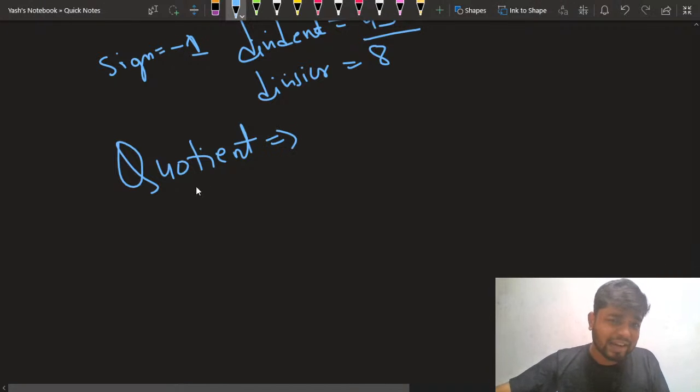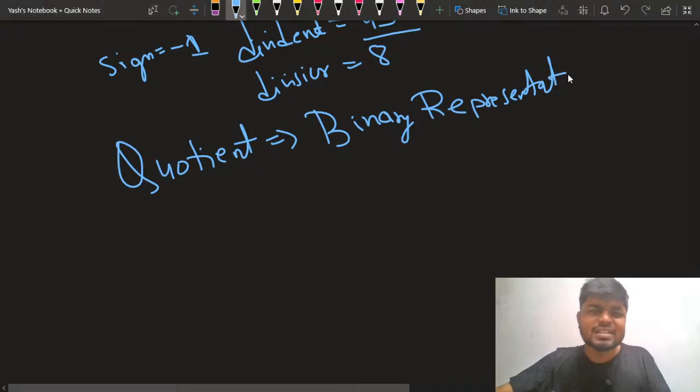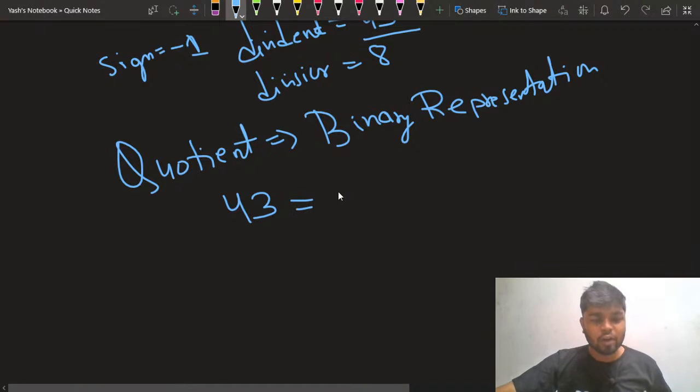What we are trying to do is find the binary representation of the quotient. How can we do this? Let us try and analyze through a test case. If we have 43, then what will be the value of 43? What can I do for 43, can anyone tell me?